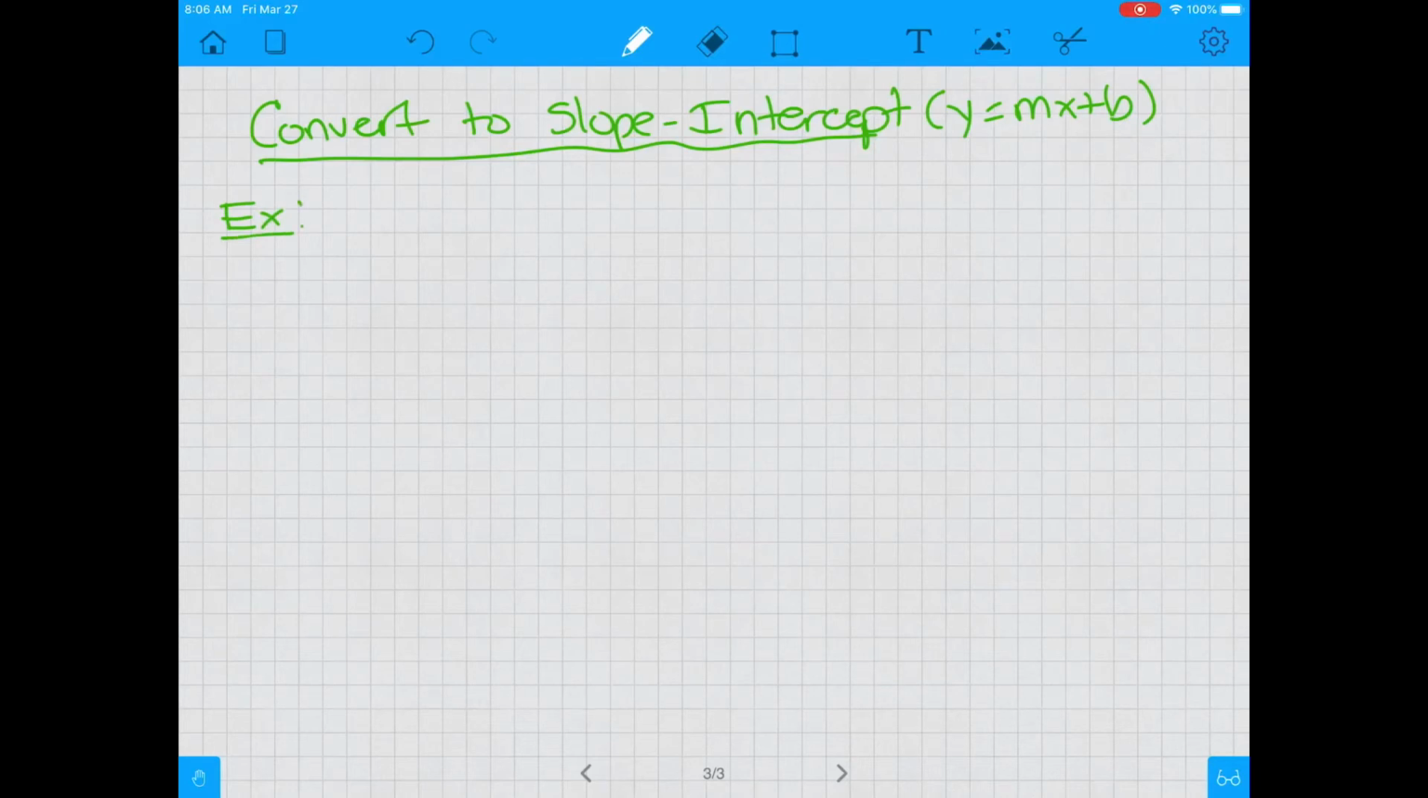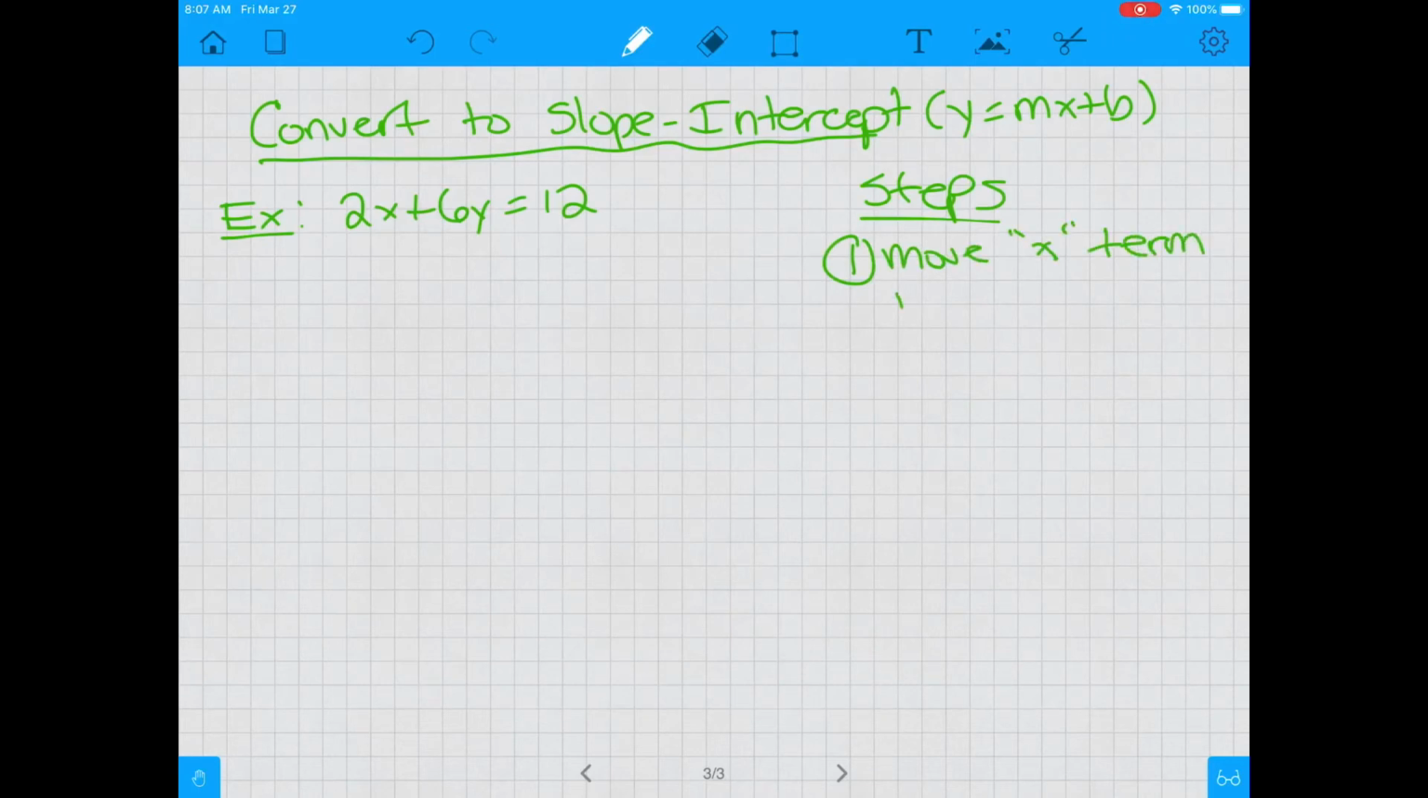So I'm actually going to pick the second one, 2x plus 6y equals 12, right? So step one, if I write my steps over here, is going to be move the x term to the other side. So the first thing I'm going to do for my step one is I'm going to subtract 2x from this side and subtract 2x from this side.